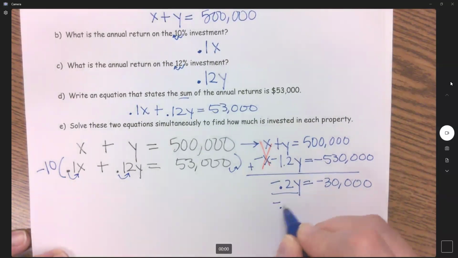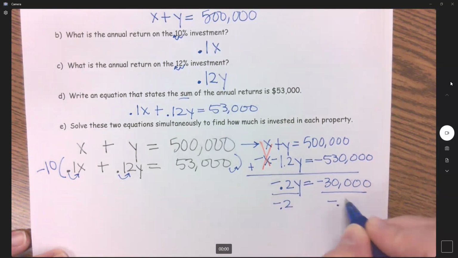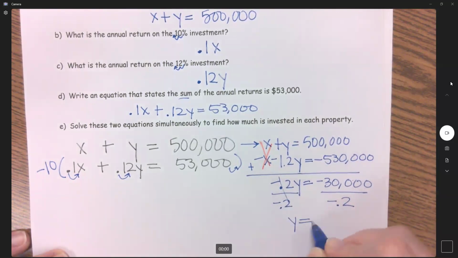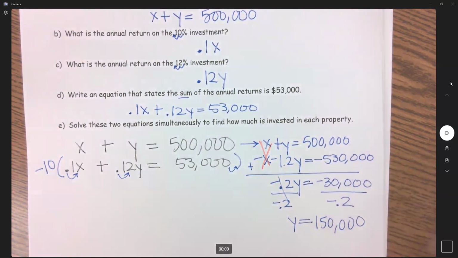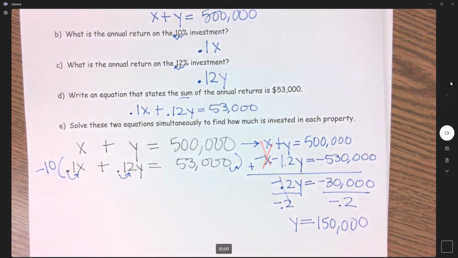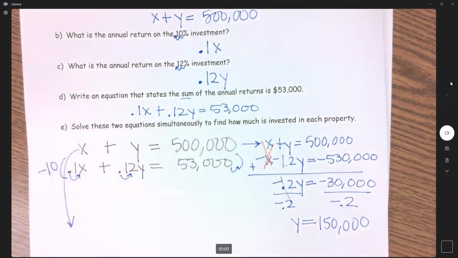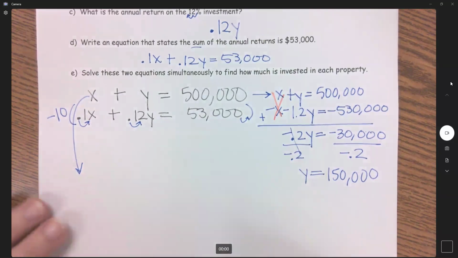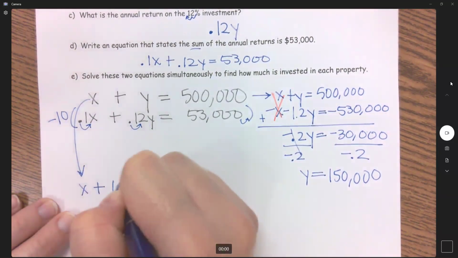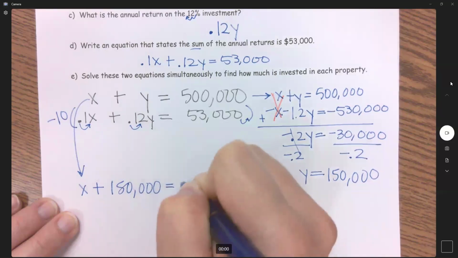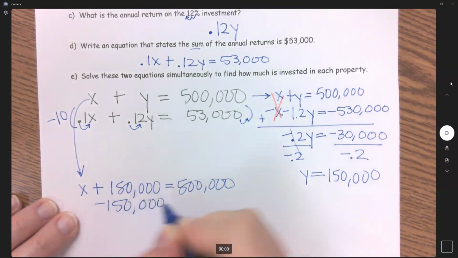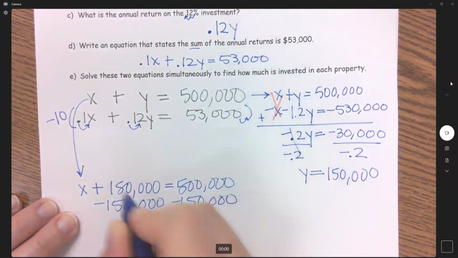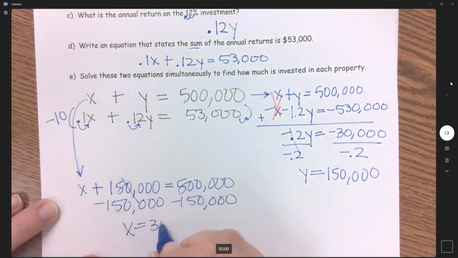Divide both sides by negative 0.2. And we get y equals 150,000. So now let's plug that in to get the rest. That top equation is by far the easiest of the two. So we have x plus 150,000 equals 500,000. We'll subtract this over and we get x equals 350,000.